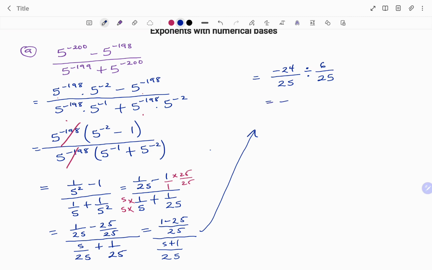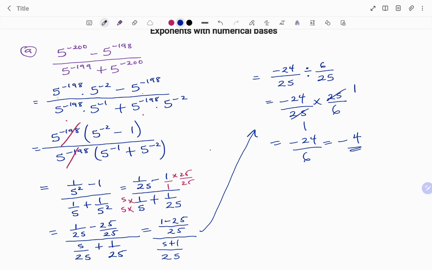That's equal to minus 24 over 25 times, I'm going to flip my right-hand side. 25 here is 1, 25 here is 1. I'm left with minus 24 over 6. And minus 24 divided by 6 is minus 4.